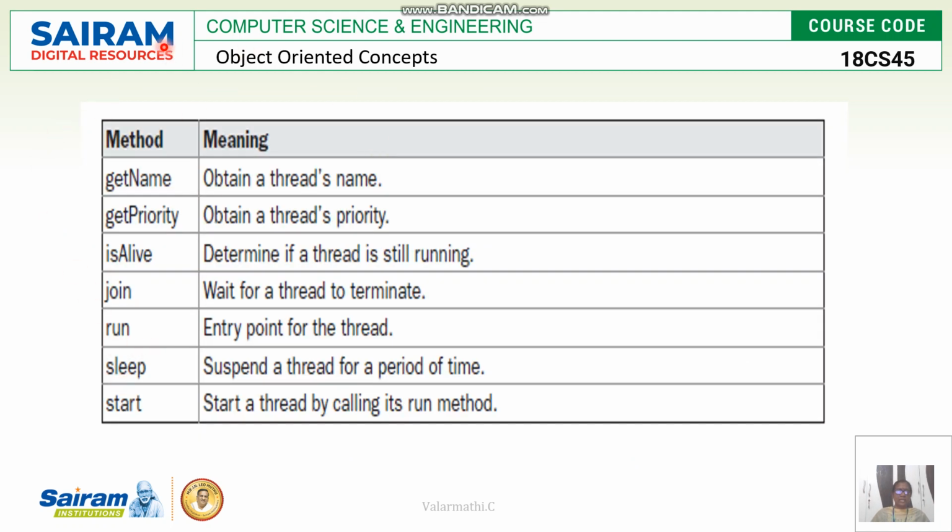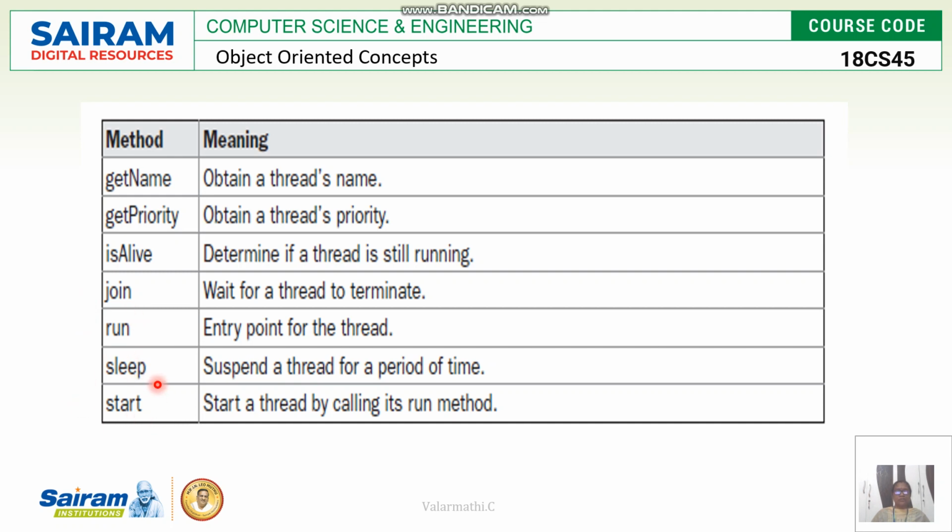These are all the method names with their meaning. getName is the method which will obtain the thread's name. getPriority is another method which will return the thread's priority value. isAlive is one of the methods which will determine whether the thread is still running or not. join is another method which will wait for a thread to terminate. run is a very important method which will make the thread enter the runnable stage.